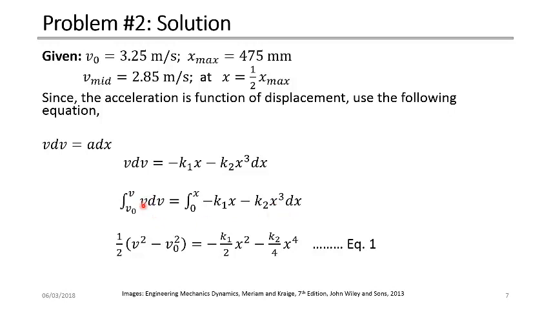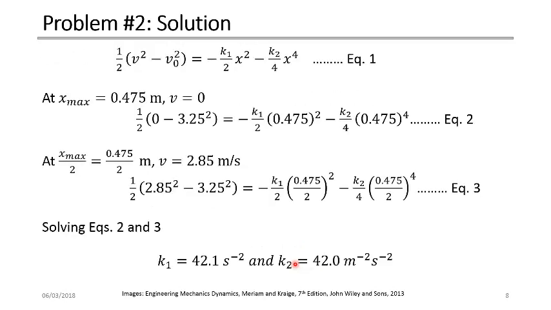So the integration of v is v squared divided by 2. When we plug in the limits of the integration, we have on the left hand side 1/2 (v squared minus v0 squared). On the right hand side, we can integrate this part. The integration of x is x squared divided by 2, so we have here negative k1 divided by 2 multiplied by x squared. And the integration of x cubed is x to the power 4 divided by 4, so we have here minus k2 divided by 4 multiplied by x to the power 4. And this is our equation number 1.